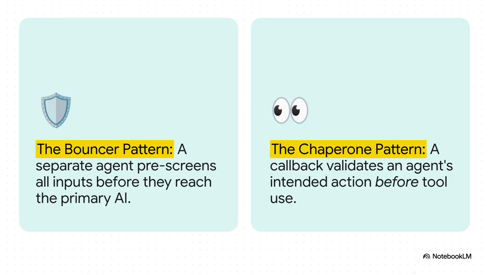This is exactly what it sounds like. A separate, specialized AI that acts like a security guard, checking every user input for trouble before it even gets near the main system. And then there's the chaperone pattern, which is more like getting permission before you do something important. It validates what an agent wants to do right before it's allowed to use a tool.